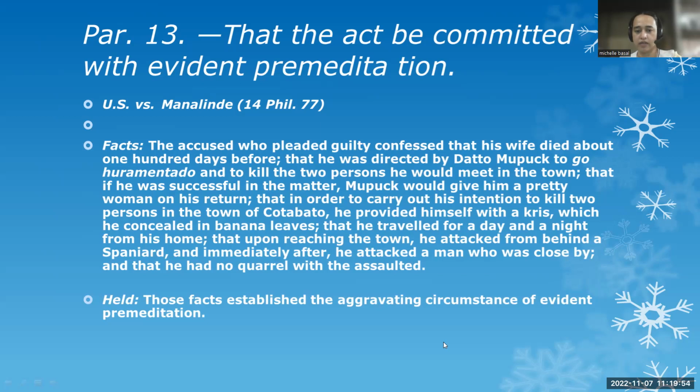himself with a kris, which he concealed in banana leaves, that he traveled for a day and a night from his home, that upon reaching the town he attacked from behind a Spaniard, and immediately after he attacked a man who was close by, and that he had no quarrel with the assaulted. So those facts established the aggravating circumstance of evident premeditation.